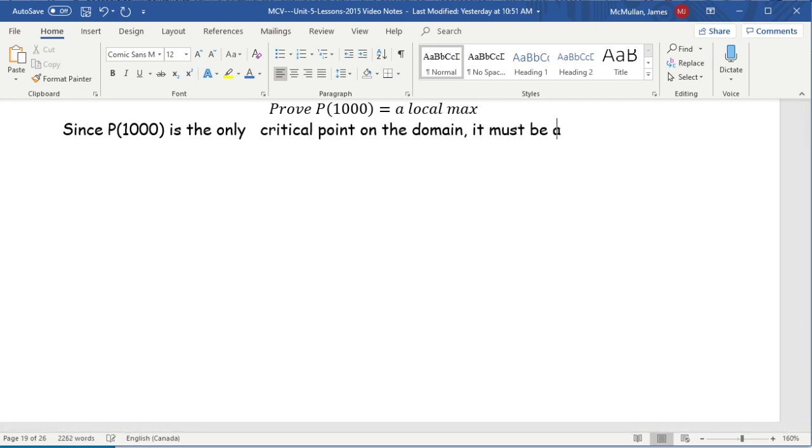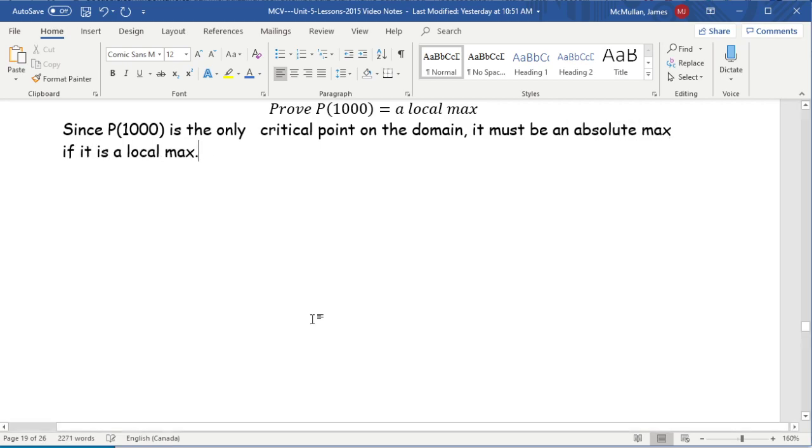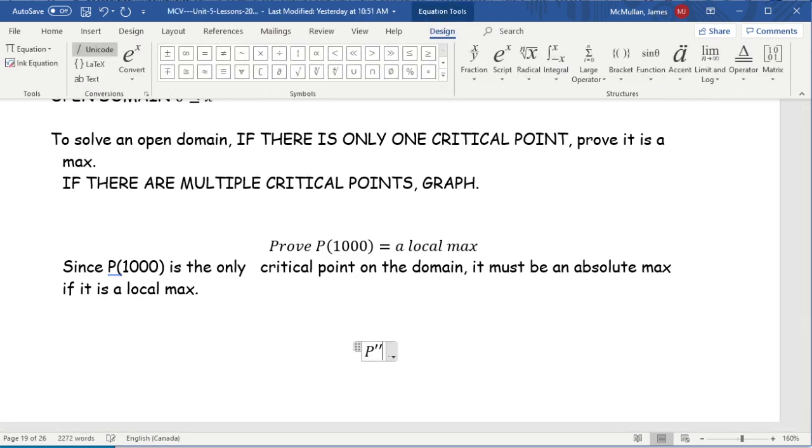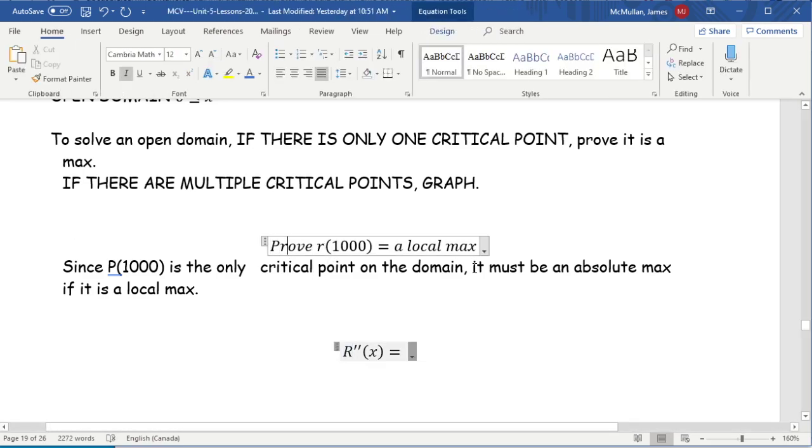Okay? So since P of 1000 is the only critical point, it must be an absolute max if it is a local max. So let's prove that it is a local max. To do that, let's do the second derivative test here, since we haven't done this in a while. So P double prime of x. Sorry, not P. I'm thinking of the other question. It's R. Sorry, make some corrections here.